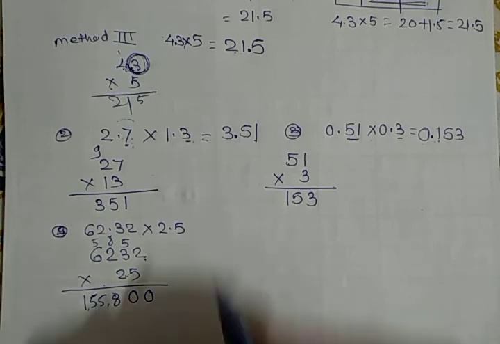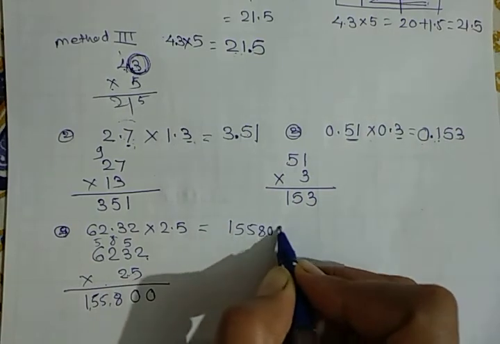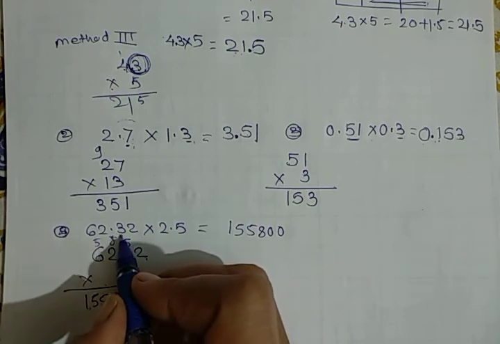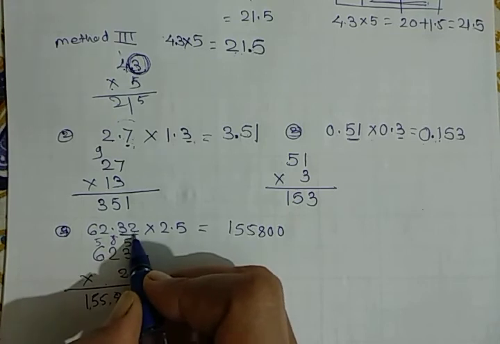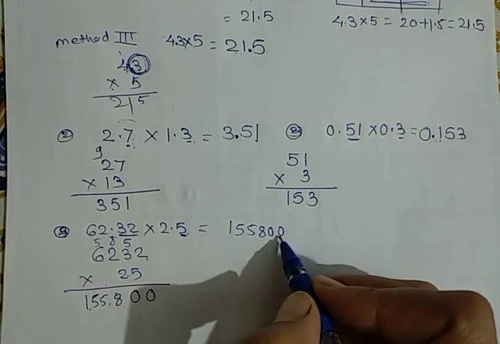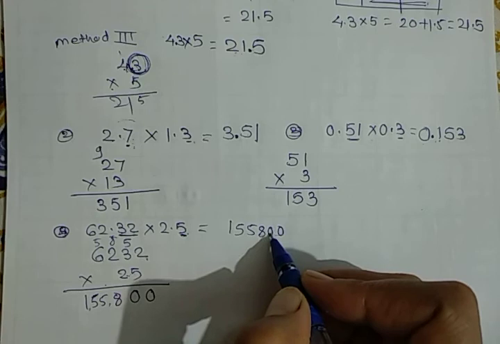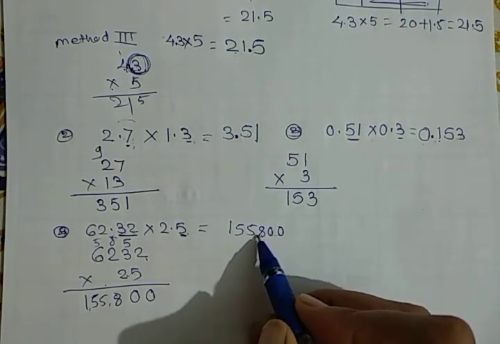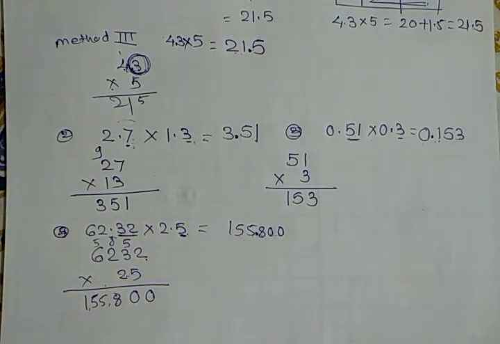155800. So write down 155800 in front. Now how many places are here? In the first number there are 2 places, and in the multiplier there is 1 place. Means total places are 3. So leave 3 places from the back side of this answer, 1, 2, 3. Count these digits from the back side 1, 2, 3 and place the point here. So the answer is 155.800.